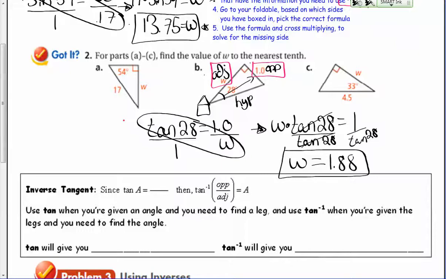So what I just found then is that when one side is 1, the other leg comes out to be 1.88. Alright, take a minute and try this one on your own, and then you're going to do question C together.